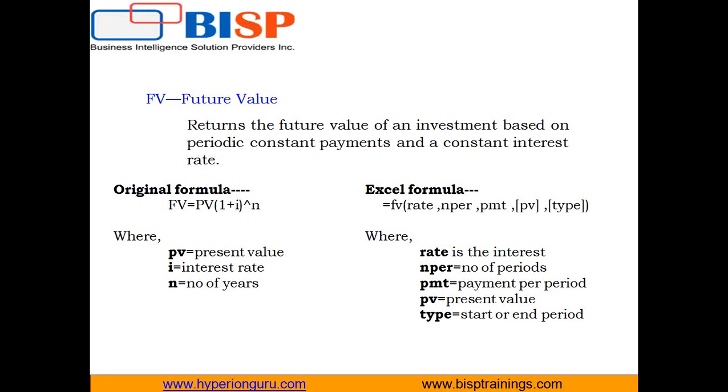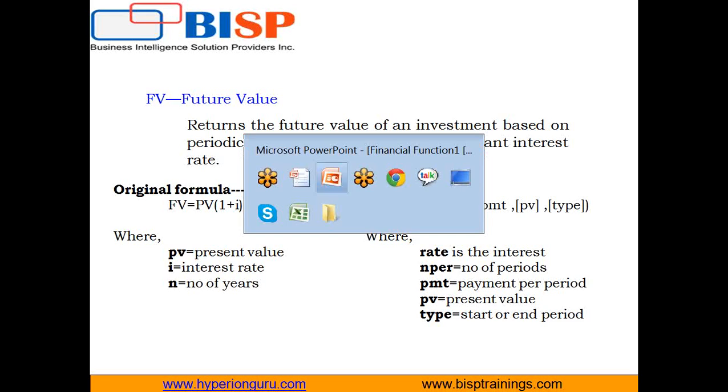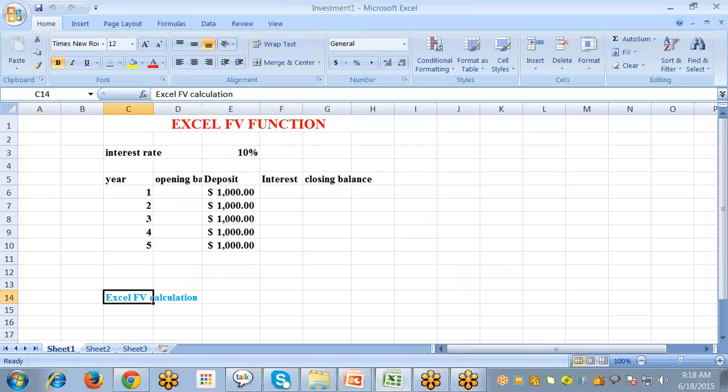So let's look at an example in Excel. I have an example of the FV function. Suppose we have years from 1 to 5, and we deposit 1000 every year for 5 years. First I will show you manually how this function calculates the future value. Next I will show it with the help of the Excel function.